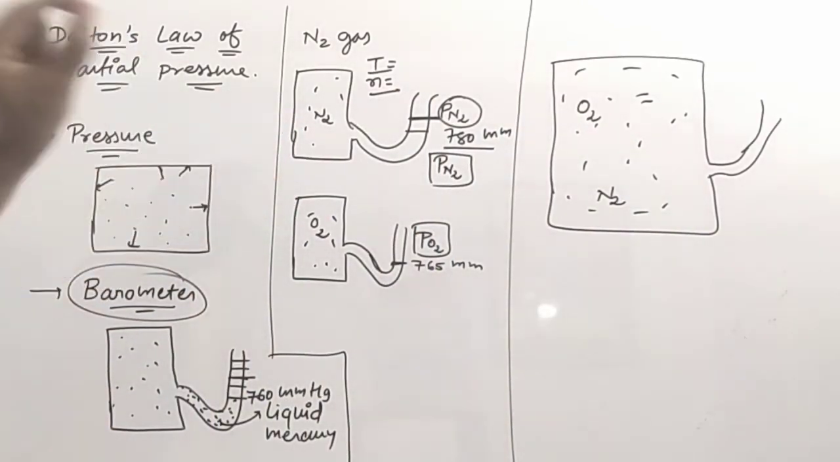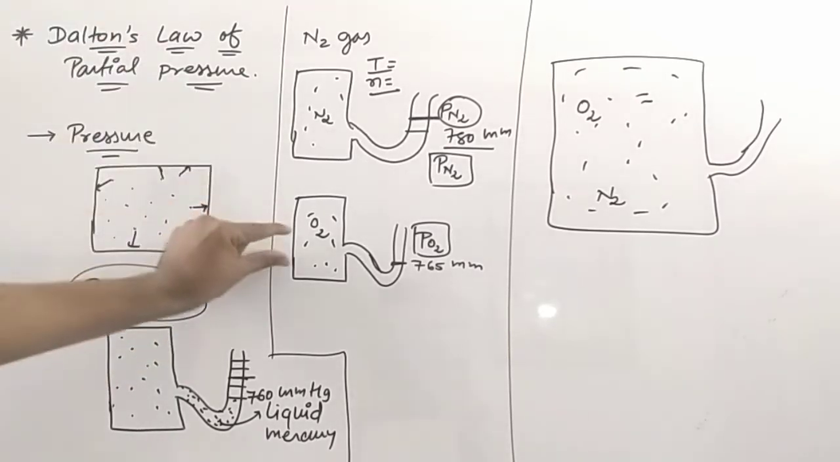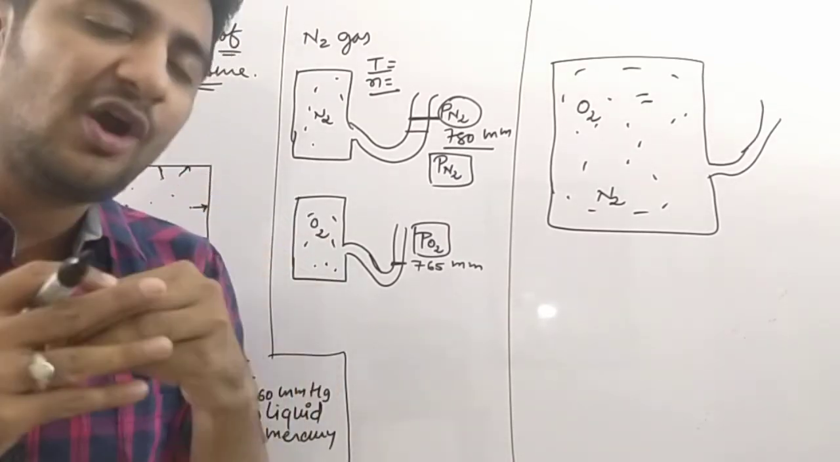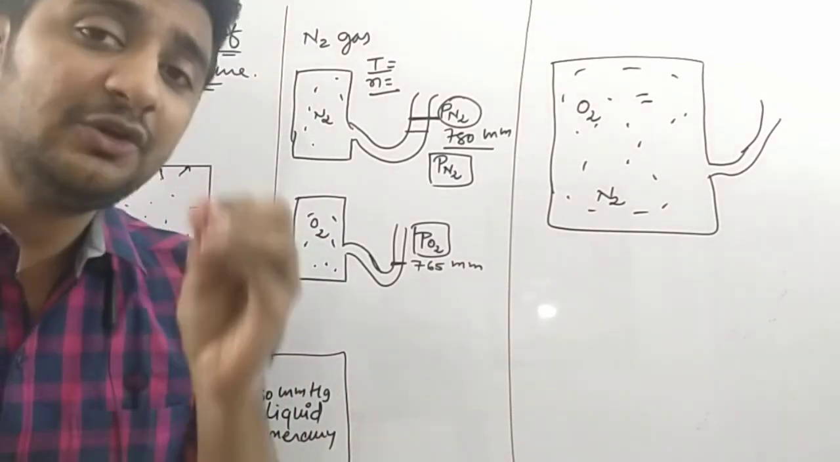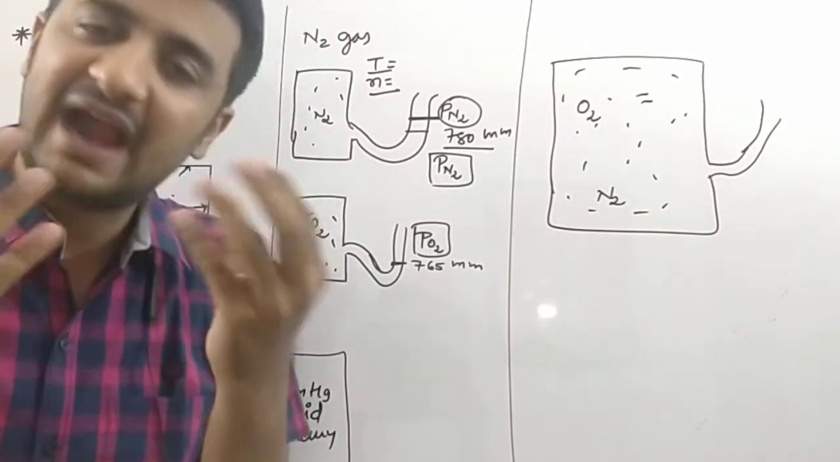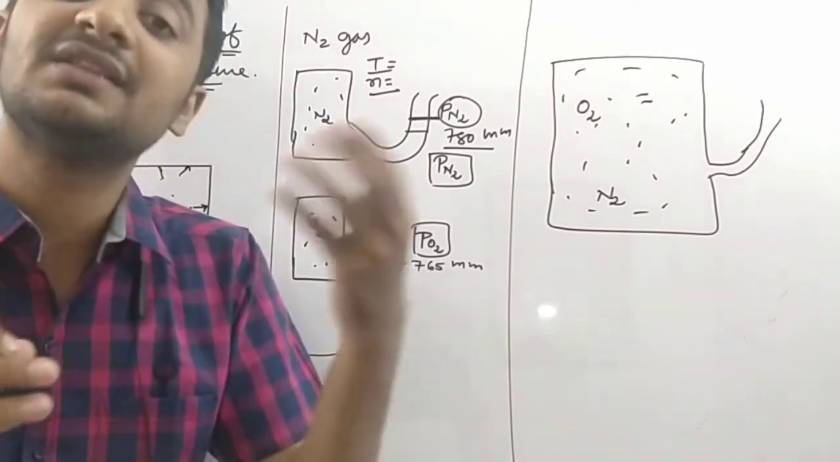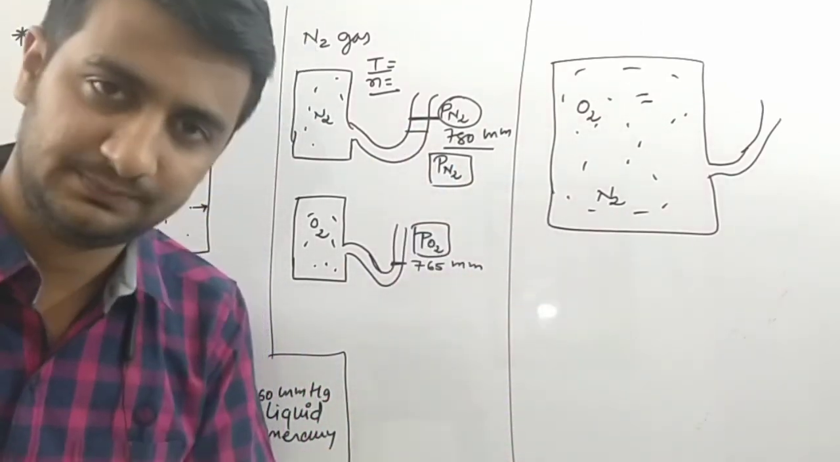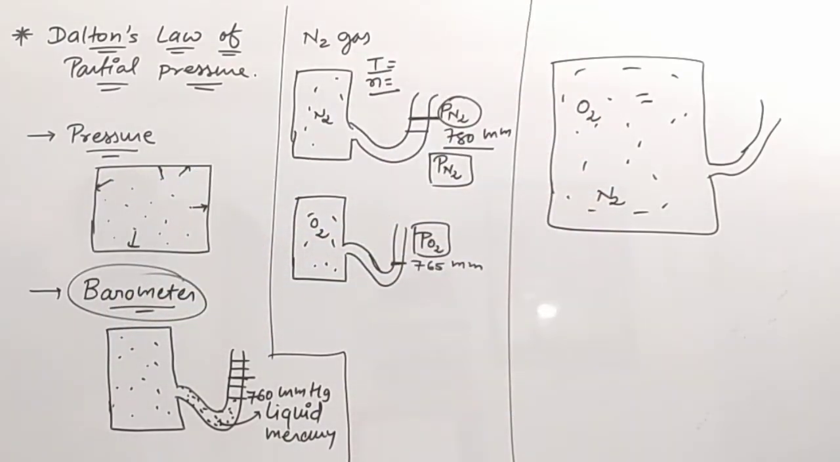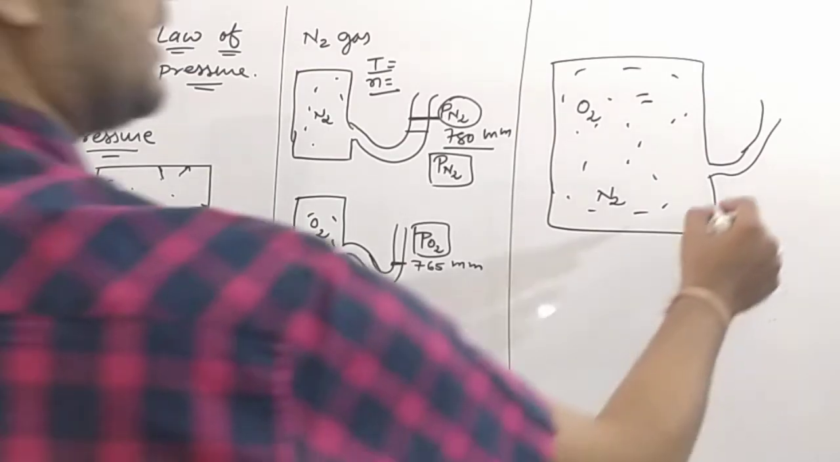One important point was that these two gases are non-reactive, inert. Inert means non-reactive. They will not react with each other and will not form any type of product. Getting? So he took these two gases in the same container, and then he found the pressure.